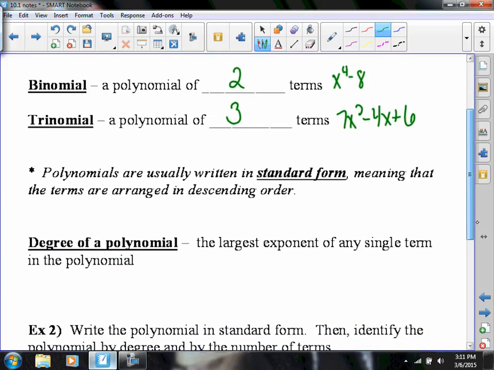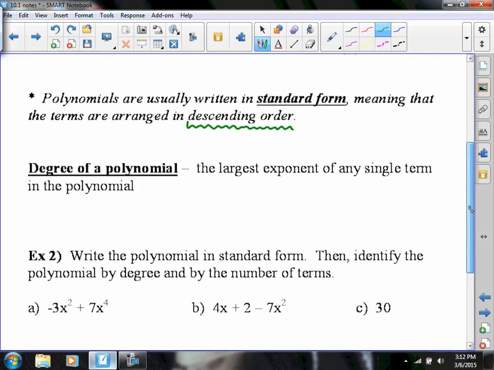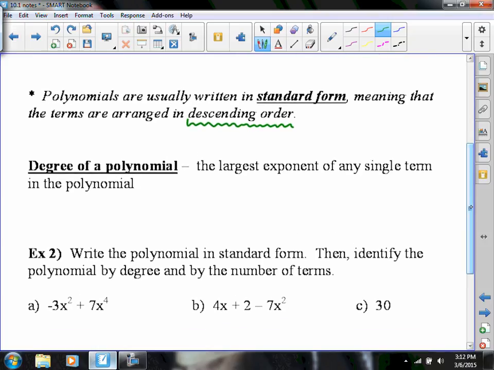Now, when we write our polynomials, we usually write them in standard form. So even if it's a binomial or a trinomial, you're going to write it in descending order to get it in standard form. And we've been doing that with our quadratics when we've been graphing them. So this concept will be very familiar. And the degree of the polynomial is the largest exponent of any single term. So basically, once you put them in descending order, that first term is going to have the highest exponent in it. So that exponent will be the degree of the polynomial.